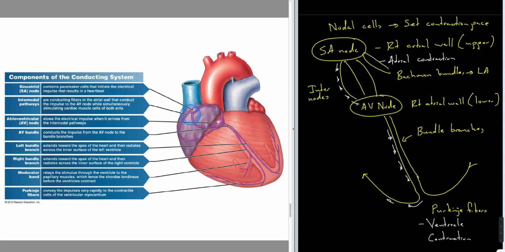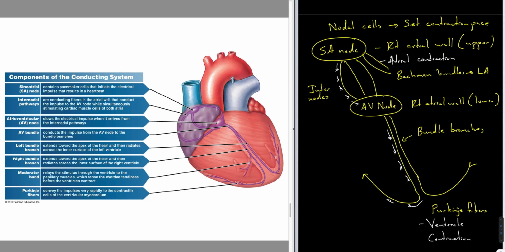It doesn't show it, but even though the SA node is in the right side, these internodes take us to the AV node. The bundle branches move us to the left side. So the left and right atrium contract at the same time. At this end, as the AV node gets activated, it sends signals down the wall between the ventricles. This is called the ventricular septum. And it heads up the Purkinje fibers and causes contraction of both ventricles at the same time.